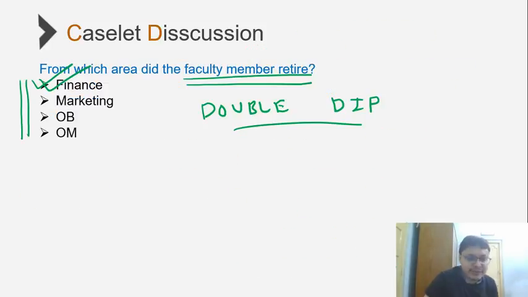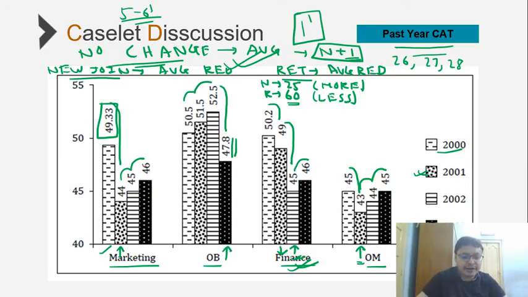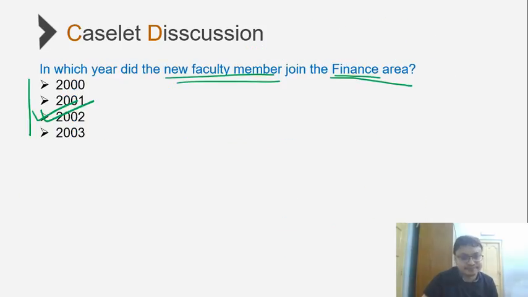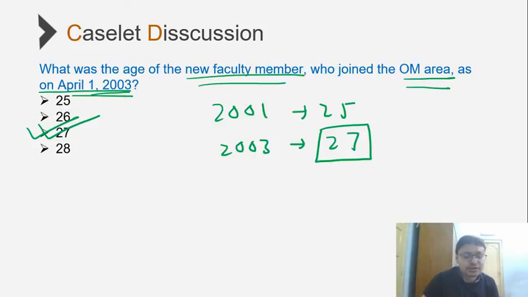So as you can see, the primary part of the set was all about identifying which is the entry year for the new faculties and which is the leaving year for a retiring faculty. And that is all you need to do in this set. So hope this set is clear to everybody.